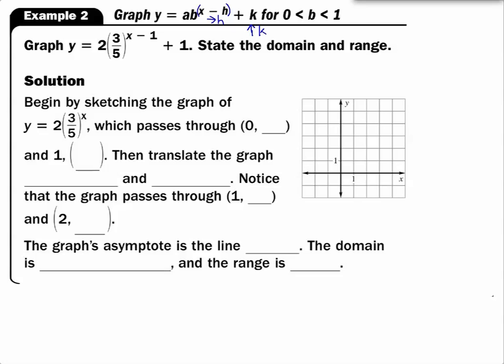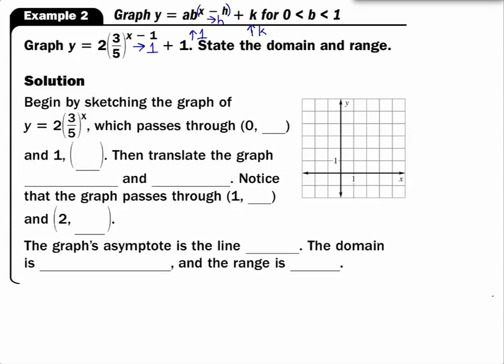It's going to go to the right any number that you're subtracting inside the function, which in this case means inside the exponent. It's going to go up any number that you're adding outside the function on the end, basically. That's always been true. So when you see what we're doing here with y equals 2 times 3/5 to the x minus 1 plus 1, hopefully you're about to scream, I'm going to go right 1, and I'm going to go up 1. And that's great, because that's exactly what's going to happen.